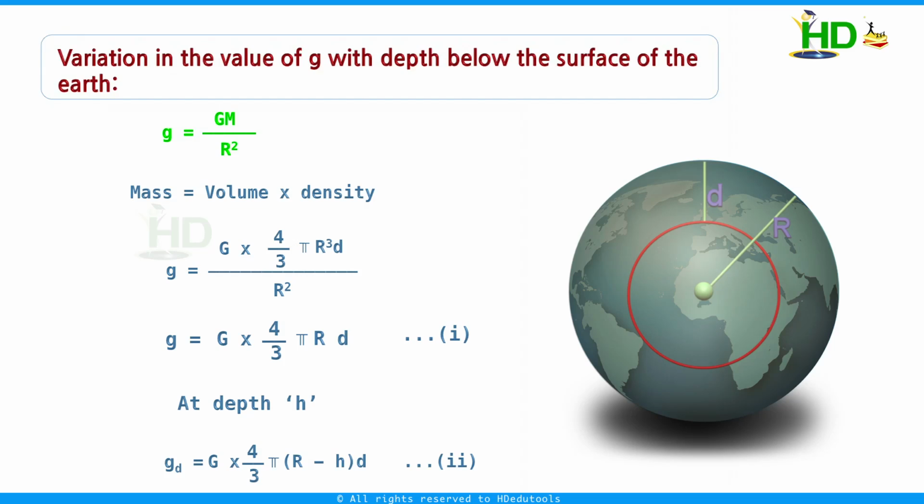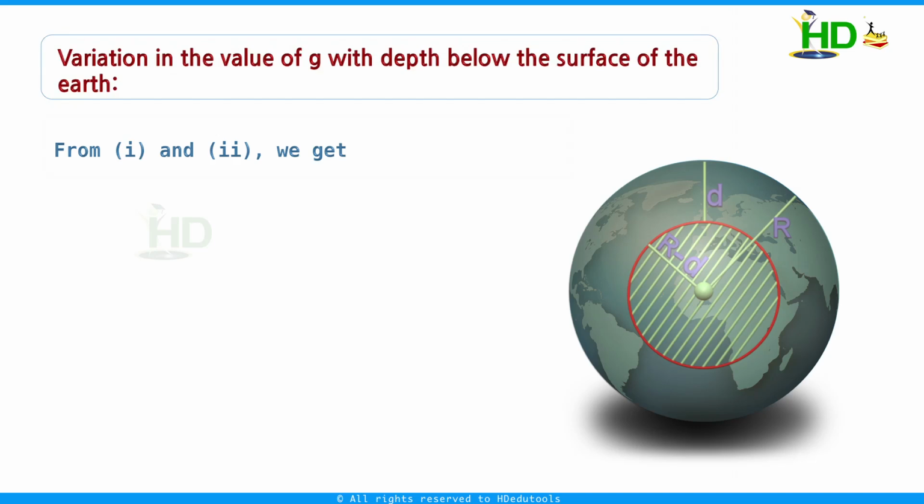At the surface, g = GM/R², where capital M is the mass of the Earth, capital R is the radius. When we go to depth h, at this position, the value of g is due to the sphere within the radius R−h. Therefore, at this position, the mass is different. Hence here we are writing mass in terms of density.